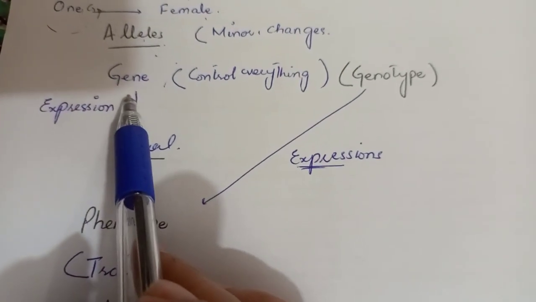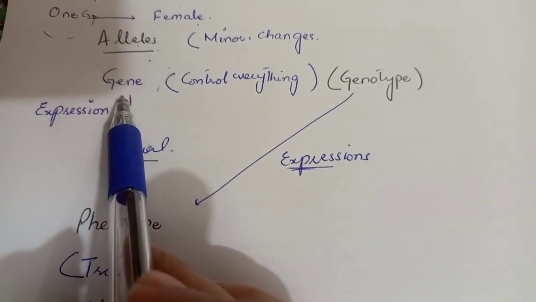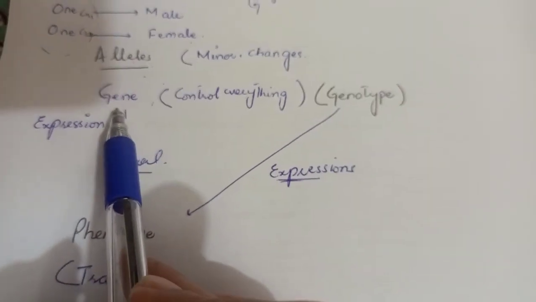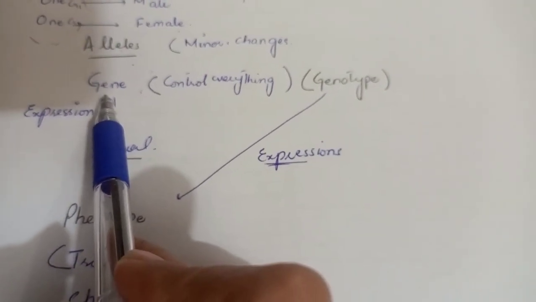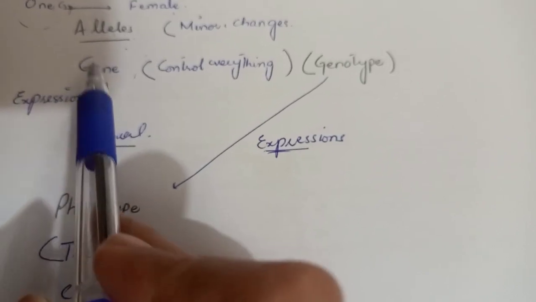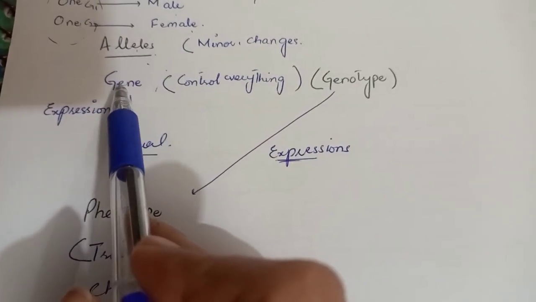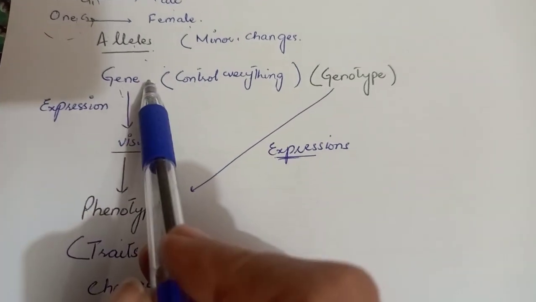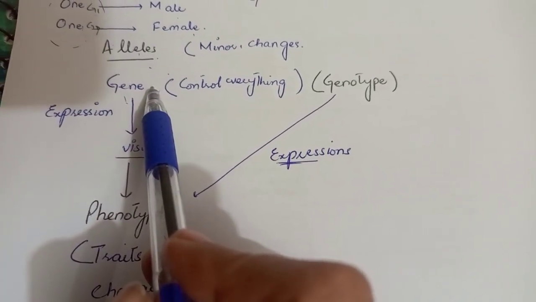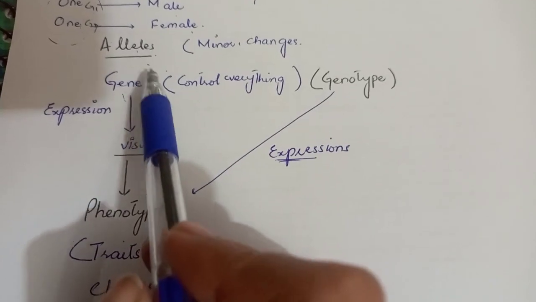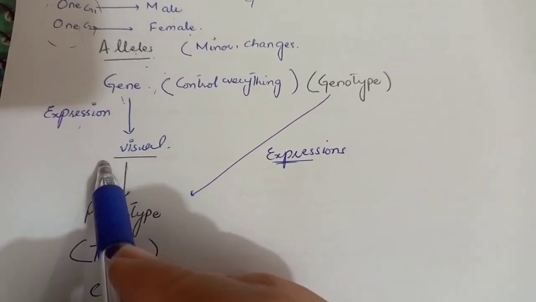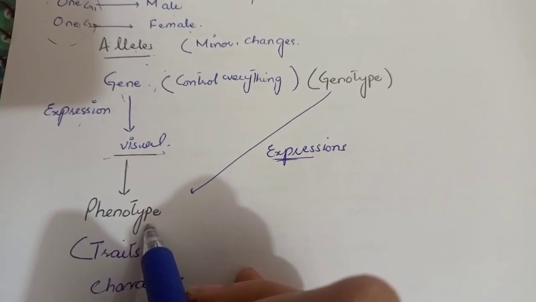In a human being, everything is controlled by genes, which may be its character, its phenotype, its facial expression, its hair color, its eye color. All of these things are controlled by the gene. We can't see the gene with the naked eye, but when we see its expression visually, this is called phenotype.